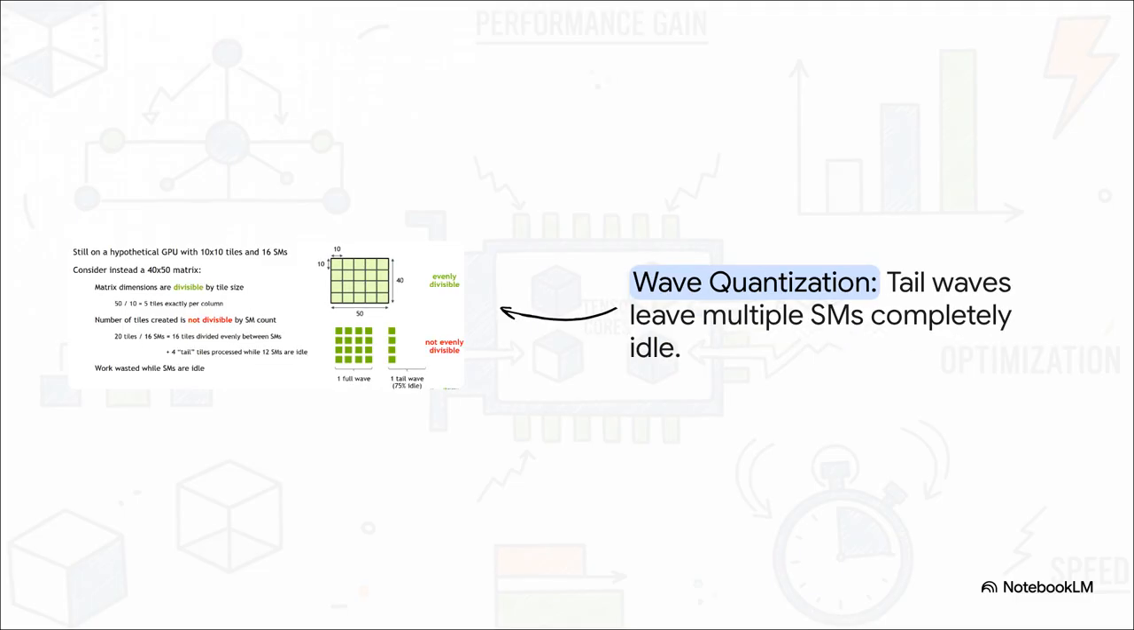Now, what's really interesting about this next slide is our second killer, wave quantization. Let's take a 40 by 50 matrix. The tiles divide cleanly, giving us 20 tiles in total. But remember, we only have 16 SMs. That means we schedule one full wave of 16 tiles, leaving a tail wave of just 4 leftover tiles. While those 4 tail tiles process, 12 of our multiprocessors are sitting completely idle, like employees just twiddling their thumbs waiting for a meeting to end. The entire GPU is waiting on a few tail tiles, wasting massive compute potential.